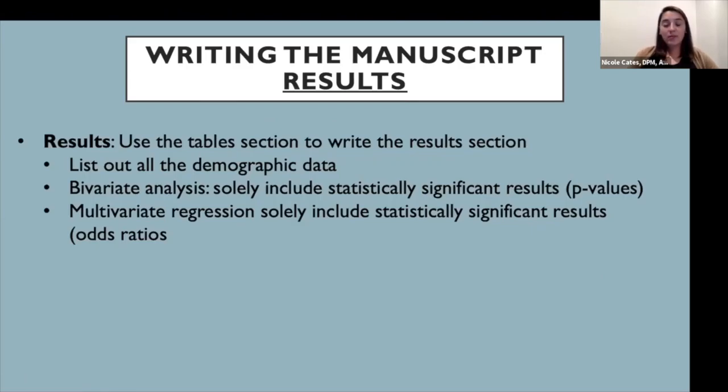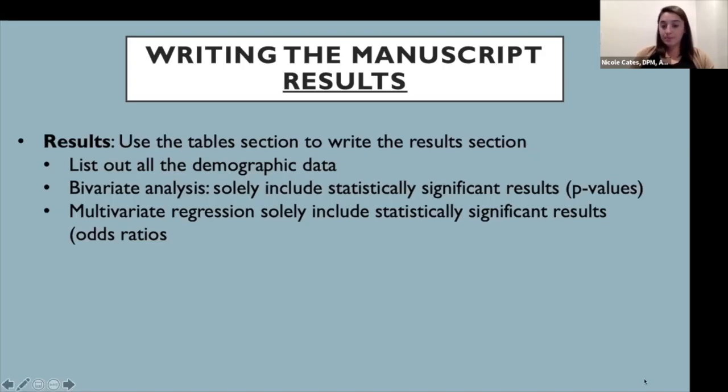And then once you have really defined the methods section and you have your tables filled in, I use the tables to then write the results section, right? So for the results, you don't want to list out every single result because that would just be repeating what's in the tables. You want to include all of the demographics in that first table. You write those out in paragraph form. But then from the next tables on, the bivariate analysis and the multivariate regression, you're only writing the significant factors.